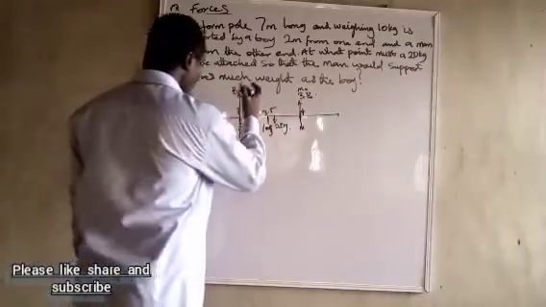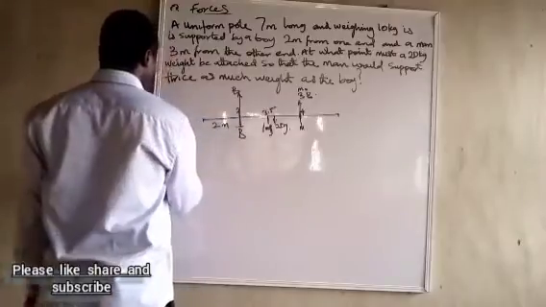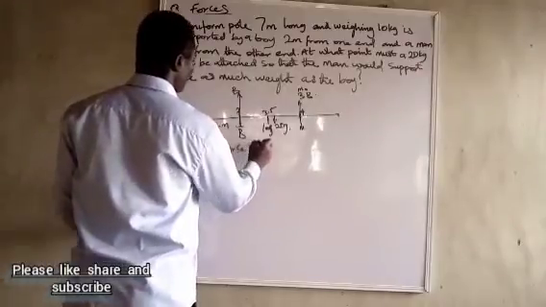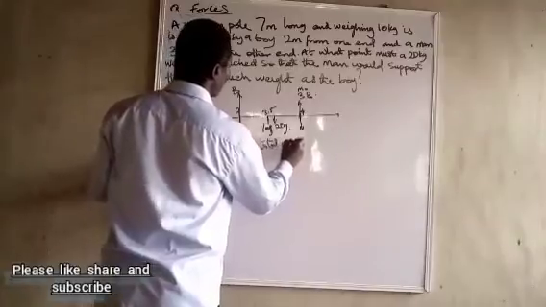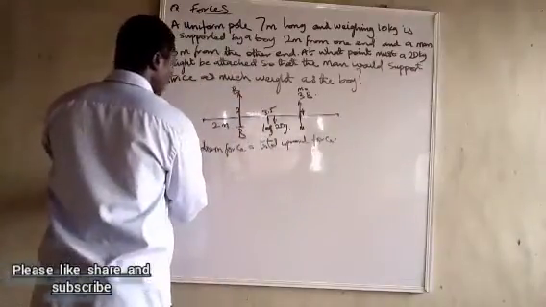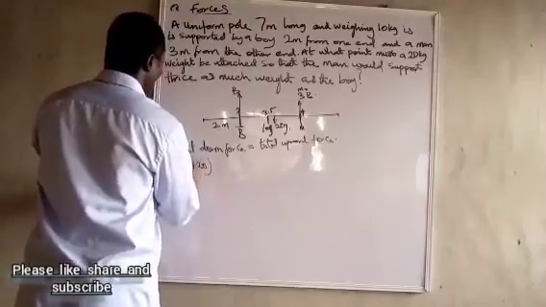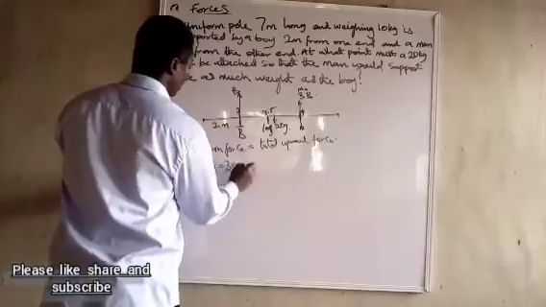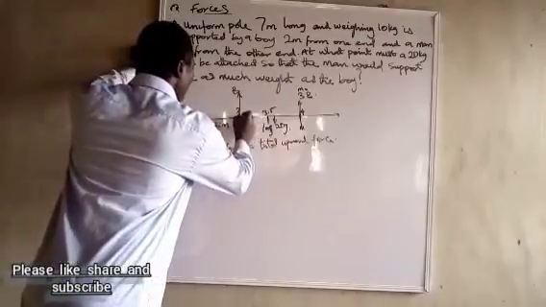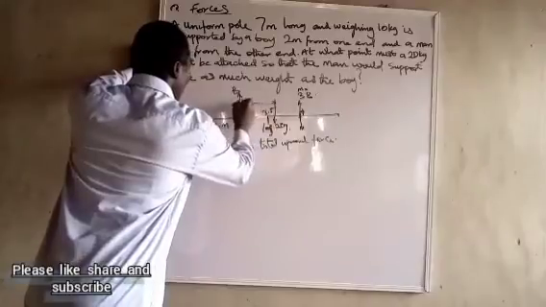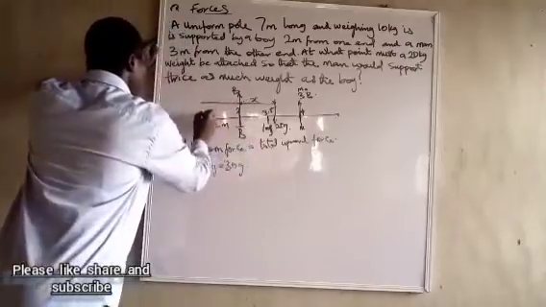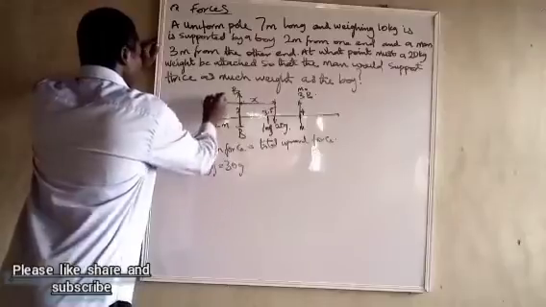Now, we know that total downward force is equal to total upward force. So what is total downward force? That is 10 plus 20 G. This is 30G. And we know that the distance of the 20 kilogram weight from the end will be x.